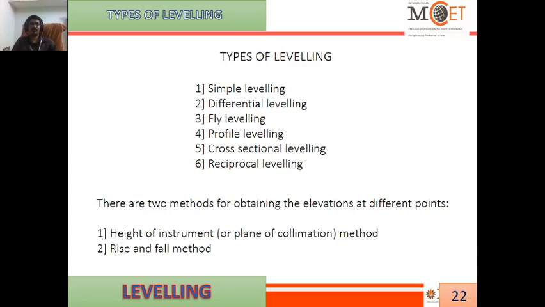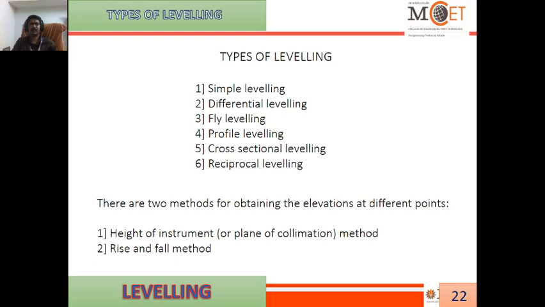Hello friends, next we are going to continue with the types of leveling. There are 6 varieties of leveling: simple leveling, differential leveling, fly leveling, profile leveling, cross-sectional leveling, and reciprocal leveling. Right, so we are going to see what they are.